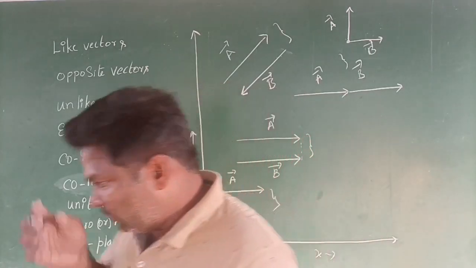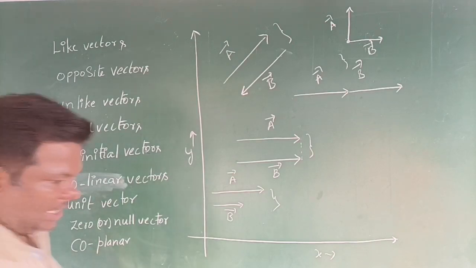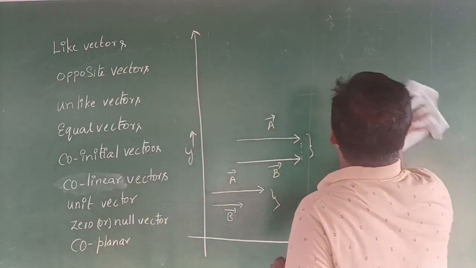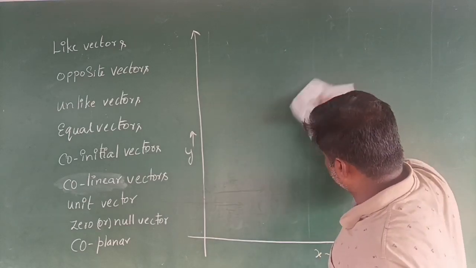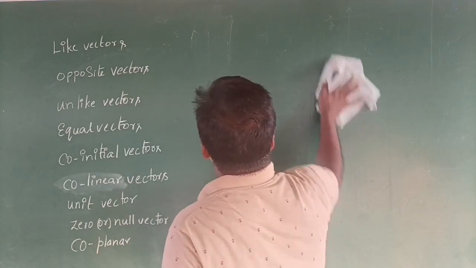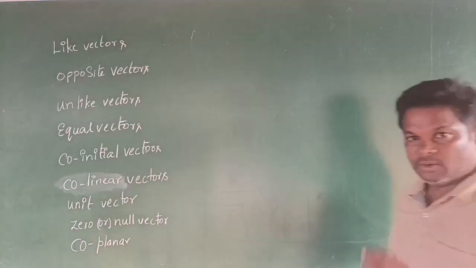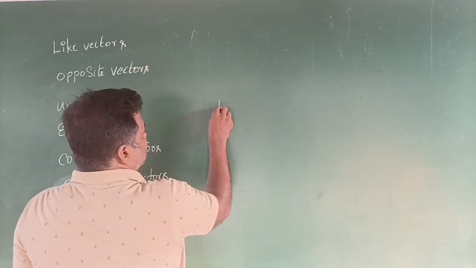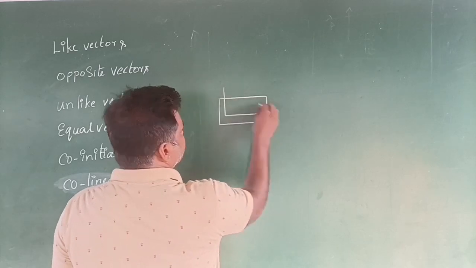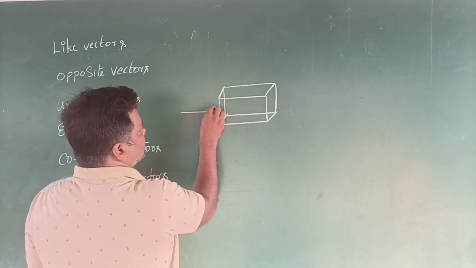Okay. Now we can add or subtract these vectors, by taking an example of force acting on a block. After subtraction or after addition, we give the name resultant. For example, our first problem here. Suppose you are taking a block, a massive block, and you are applying force on this.